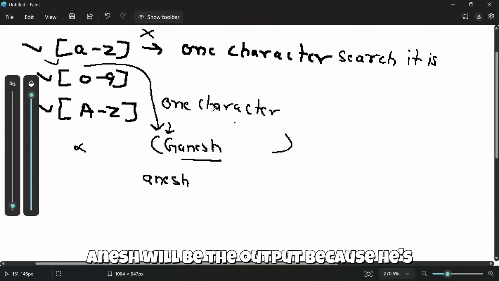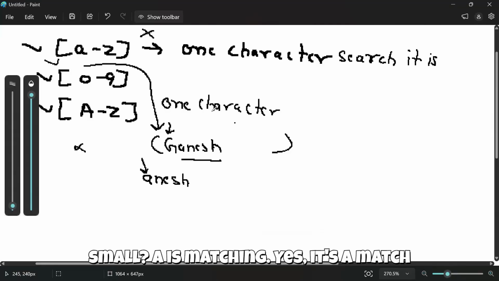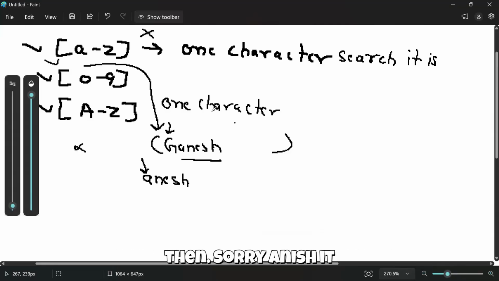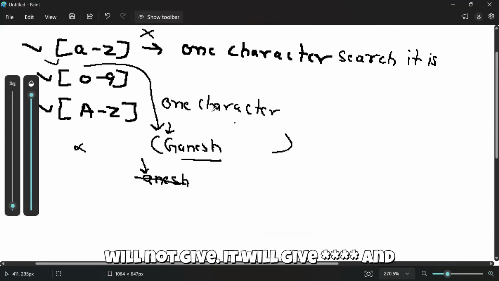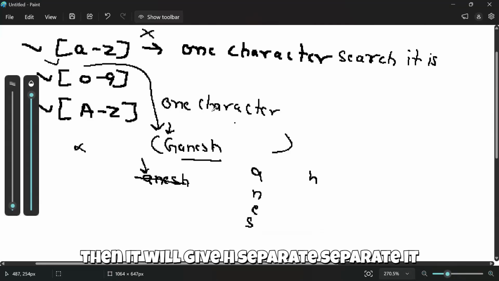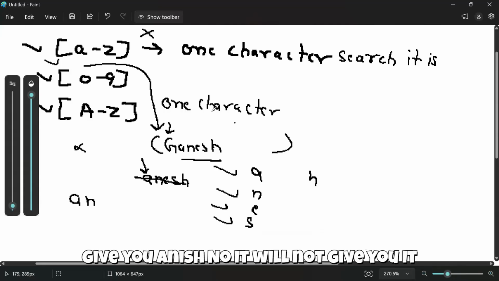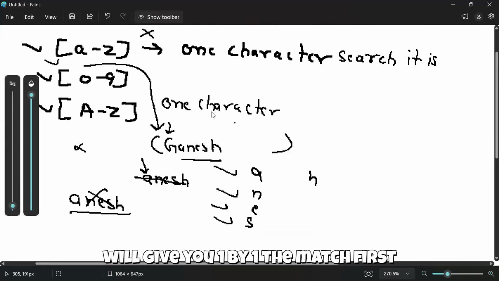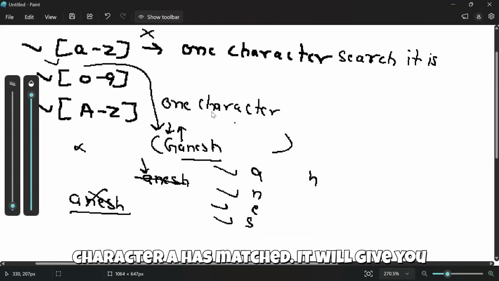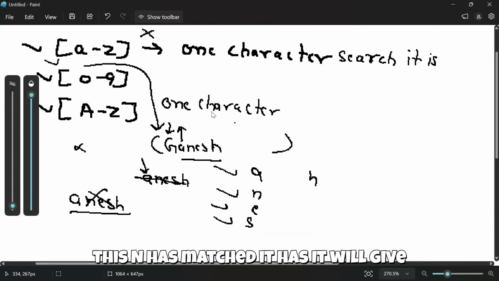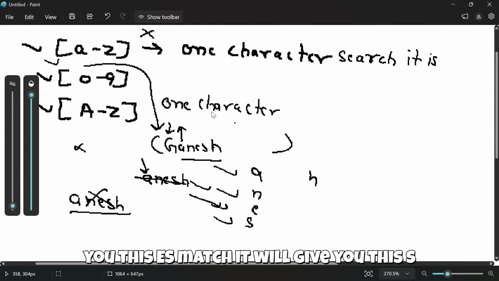How will that be the output? Because small a is matching. Yes, it's a match. Then, sorry, it will not give Anesh. It will give A, N, E, S, and then it will give H. Separate, separate it will give. Not collectively, it won't give you Anesh. It will give you the match one by one. First character A has matched, it will give you this. N has matched, E has matched, S has matched.